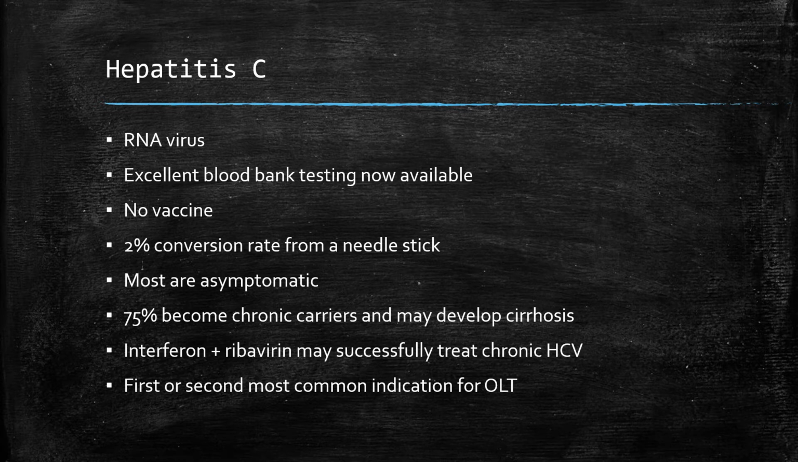There are several antiviral agents that may successfully eradicate chronic hepatitis C infection, but these agents will do nothing for established cirrhosis. In U.S. transplant centers, hepatitis C cirrhosis is either the first or second most common indication for liver transplant.